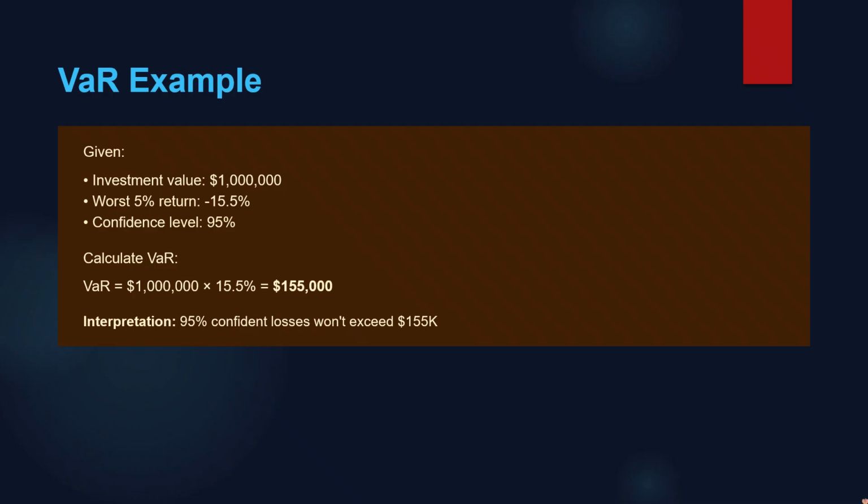Let's make sure we understand what this means practically. If you are a risk manager reporting to senior management, you are saying, under normal market conditions, our worst loss should be 155,000 or less on 95% of occasions. But on 5% of occasions, the really bad days, we could lose more than 155,000. This is why VAR is often supplemented with stress testing. VAR tells you about normal bad days. Stress tests tell you about crisis scenarios that fall in that tail beyond VAR.